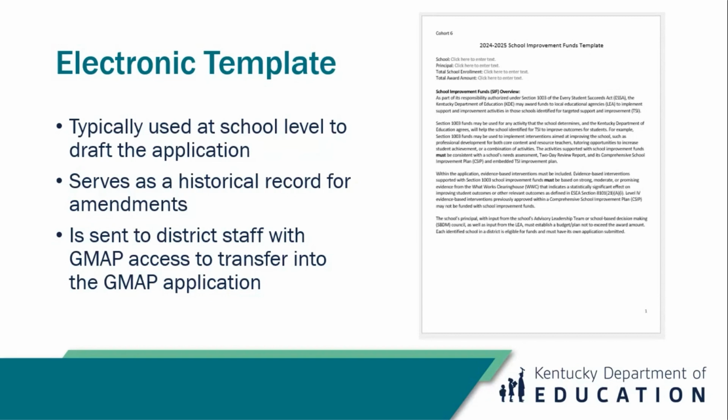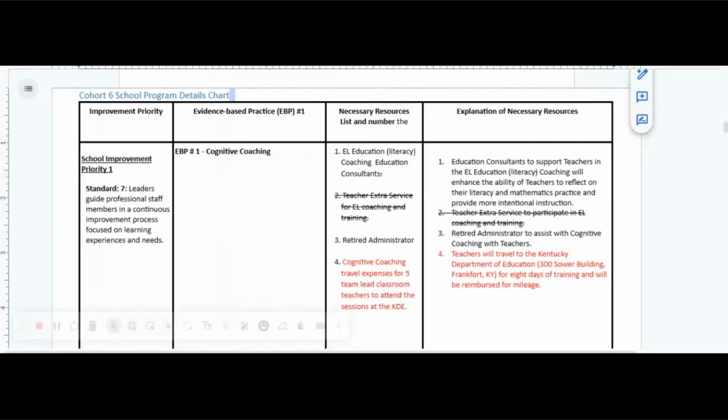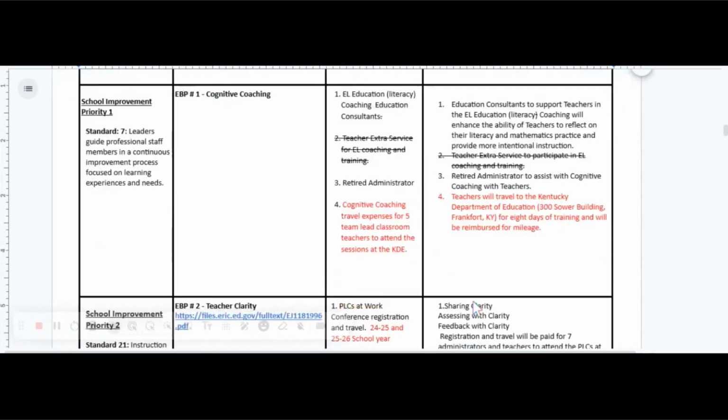This process involves using strike-through font on anything that is being removed and typing anything new in red font. The example shown here shows how this process works on the template. Things that are being removed from the grant and therefore need removed from GMAP are in strike-through font. Things that are new to the grant and need added to GMAP are in red font.